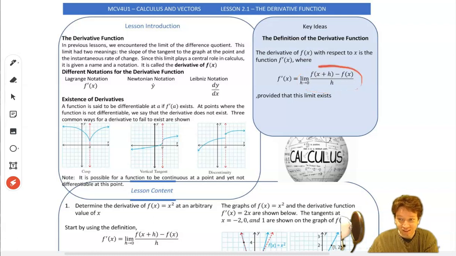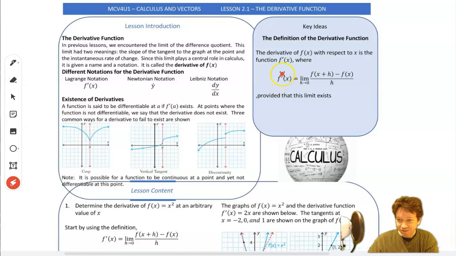Since we use this so much, we're going to give it a special name. We're going to call it the derivative function. So you've already been doing derivatives. I just haven't told you that yet. Right? And there's lots of different notations that people use in calculus to represent the derivative function. Notice the one I used here.